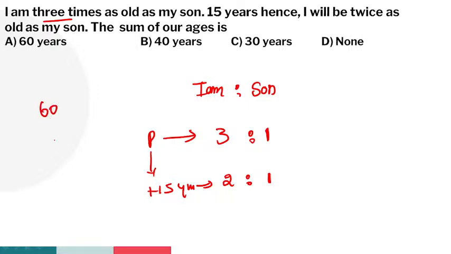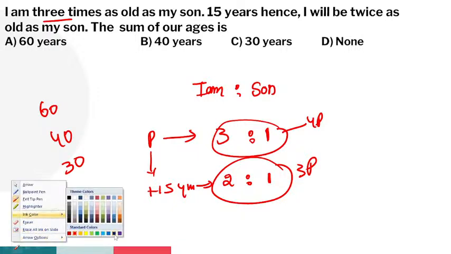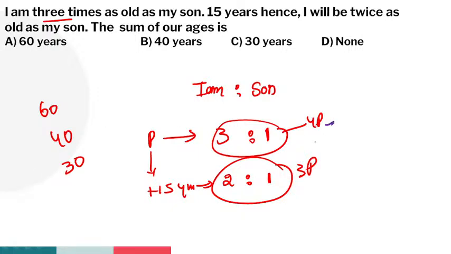What is the first option? 60. Second option 40. Third option 30 only. Add them up: 3 plus 1 is how much? 4 parts. 2 plus 1 is how much? 3 parts. Go through option verification. What is the first option? 60. 60 is a multiple of 4, and yes, 15 fours are 60. Next, 60 is a multiple of 3, and 20 threes are 60. So that's why option 1 is the right answer, guys.